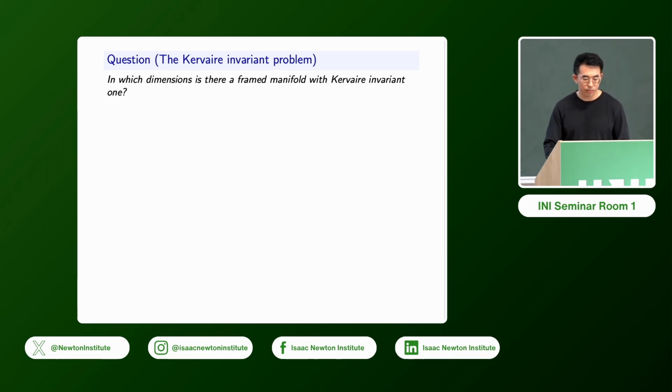So here's the question. The Kervaire invariant one problem asks, in which dimensions is there a framed manifold with Kervaire invariant 1? So in JD's talk, he mentioned how the Kervaire invariant fits into this short exact sequence involving the Theta_n's and the Theta_n^BP's.